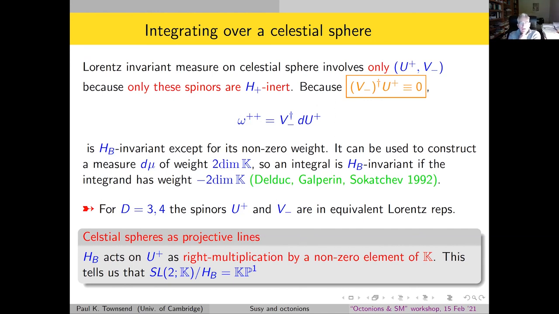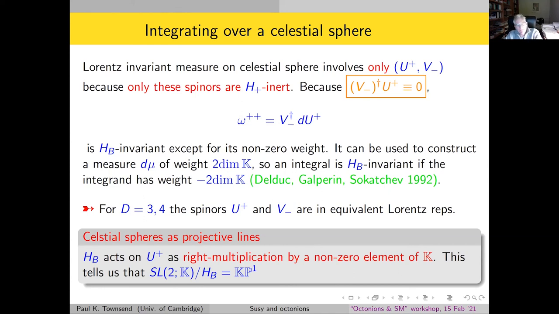And there's a simplification that occurs in three and four dimensions, because then these spinors U plus and V minus are actually in equivalent Lorentz representations. So you can do it without ever thinking about the Vs. Now in the six and 10 dimensions, that's not the case, because the Us will have positive chirality and the Vs will have negative chirality, and you can't go from one to the other. They're inequivalent Lorentz representations. So you need to do something a little bit different in the six and 10 cases. And that's one of the complications that prevented sort of progress prior to this work.